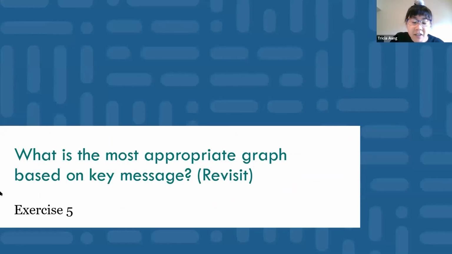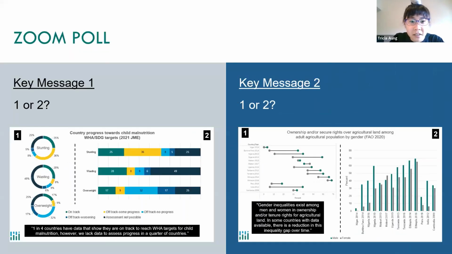So we're going to revisit these key messages in this first exercise that we started the session with. Hallie, could you put up the polls again? And we could start with the first poll.